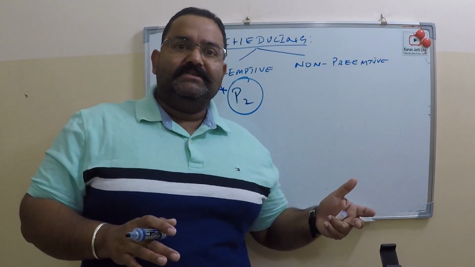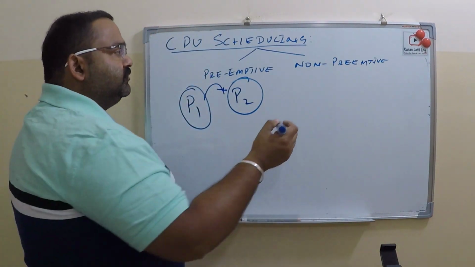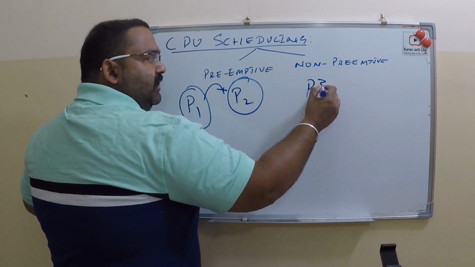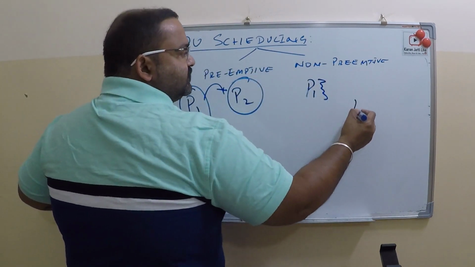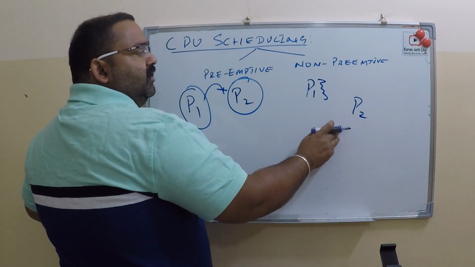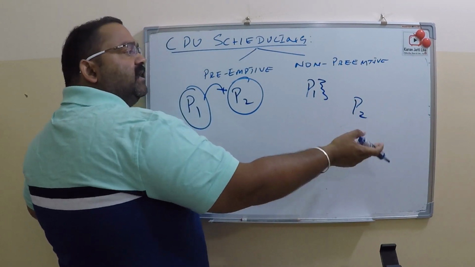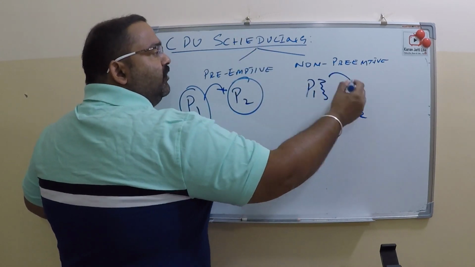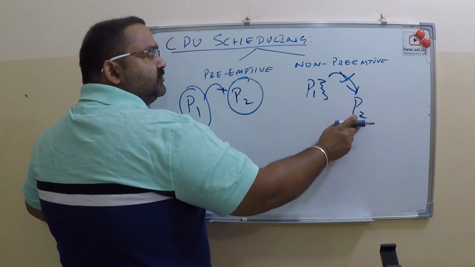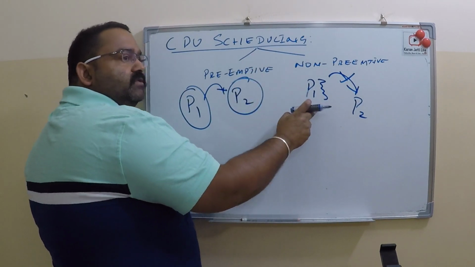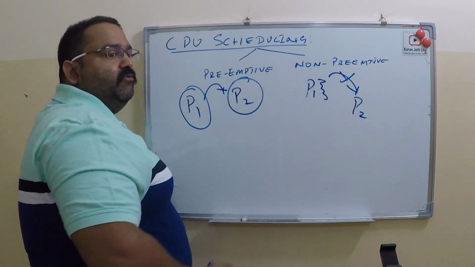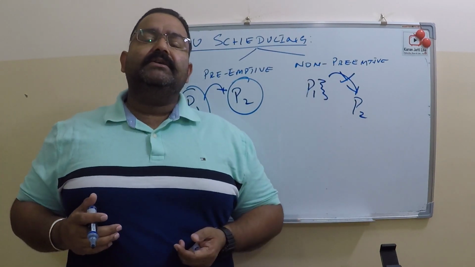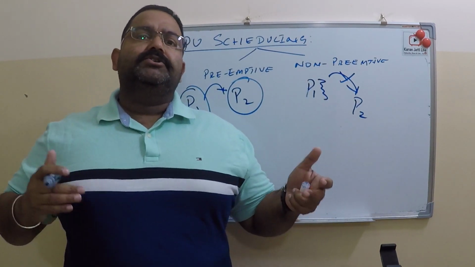Non-preemptive scheduling says, if the CPU is running one process, for example P1, and some other process comes, P2, even if this process has higher priority or anything, the CPU will not jump from this process to another before this is completed, before process P1 is completed. So we call it non-preemptive scheduling.